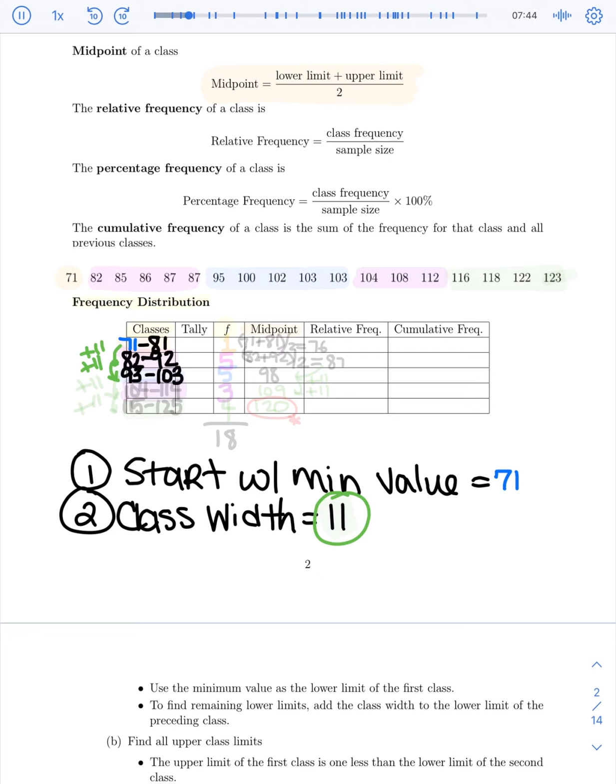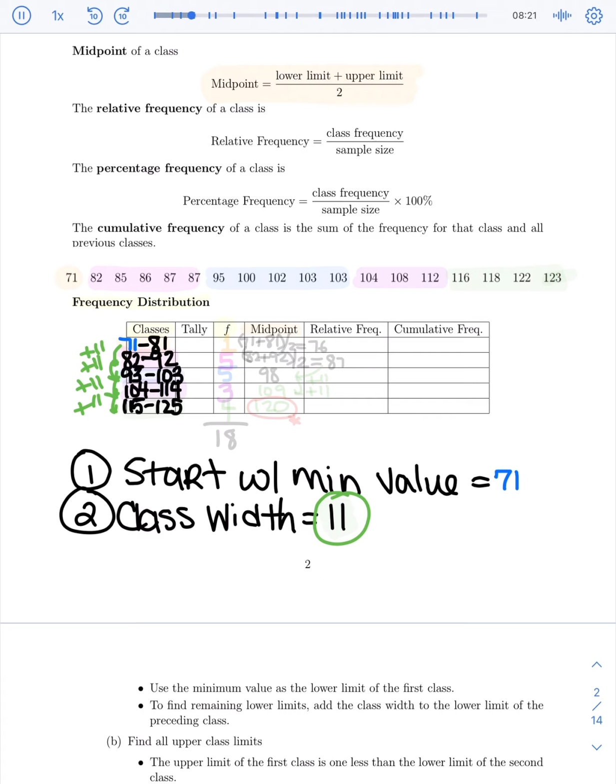Adding another 11 to get to the next class will get us, let's see, 104. And it's going to go all the way to 114. And the last class, adding another 11 on both ends, gets us 115 to 125. And notice we do go a little bit past our largest value, which was 123, but that's okay. We are going to have some place to put 123.